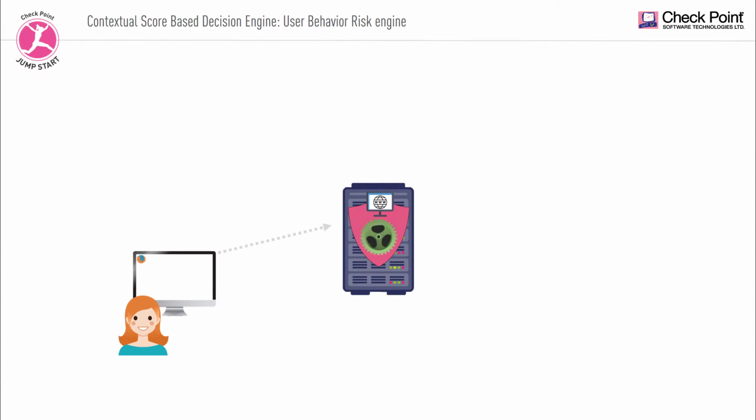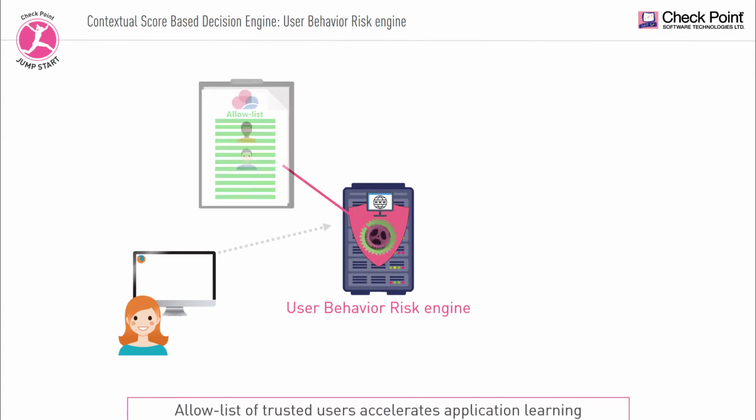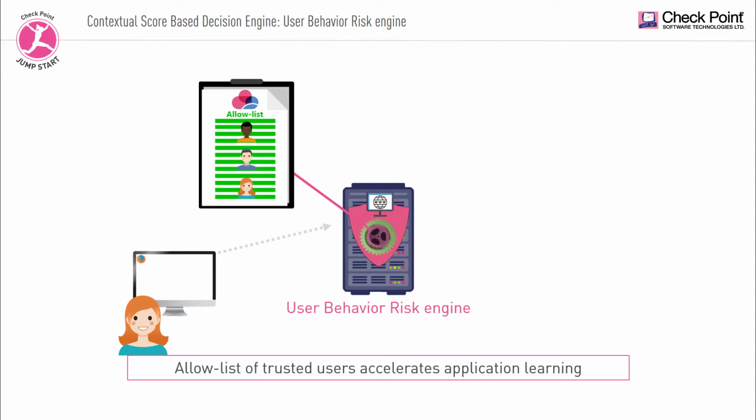Additionally, AppSec uses a user behavior risk engine, which analyzes all of the requests made from a specific user, looking into malicious intent in prior user requests. You can take this one step further by creating an allow list of trusted users, which accelerates the application learning.